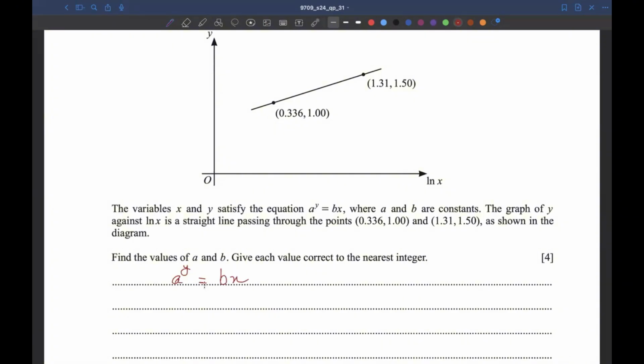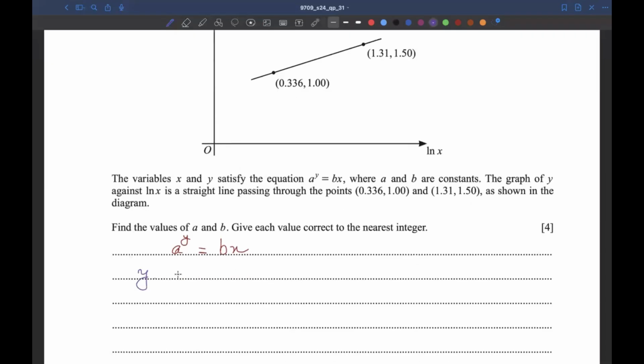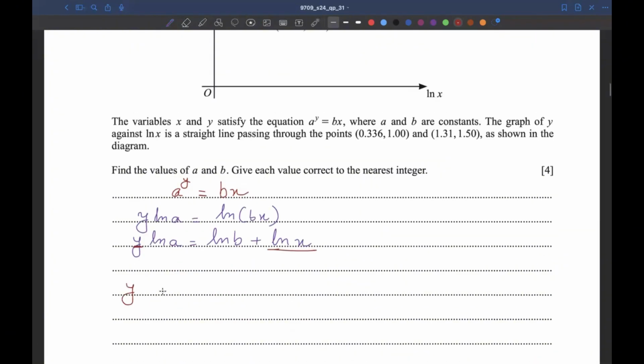In the first step, we'll introduce ln on both the sides. So we'll get y ln of a is equal to ln of bx. Applying the rules of logarithms, we'll get ln of b plus ln of x. Now on the x-axis, we have ln of x. On the y-axis, we have y. So we'll divide by ln a on both the sides.